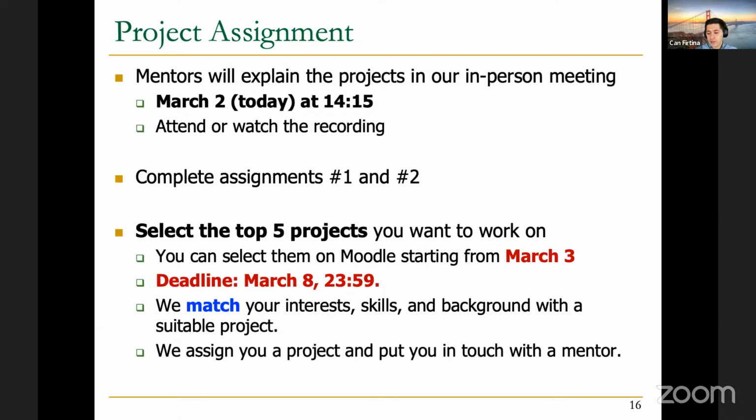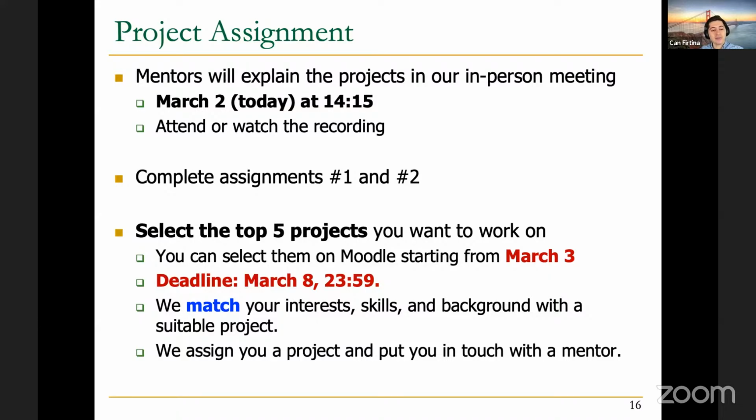We're going to create a form or poll on the Moodle page, starting from tomorrow. I assume it's still subject to change, and we're going to announce it, but you should expect that the project assignments should start tomorrow. And the deadline to provide your preferences is March 8th. I assume it's Wednesday. So please attend or watch the recording of that meeting about the projects, so that you can make an informed decision about the projects that you want to work on, right?